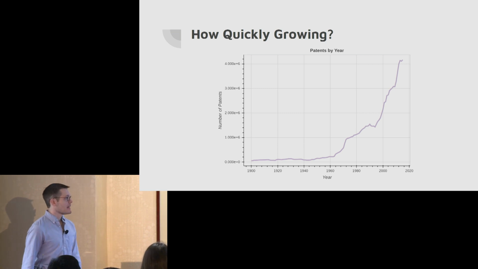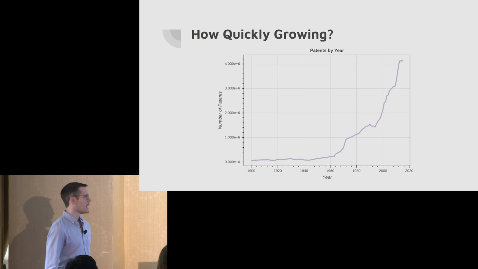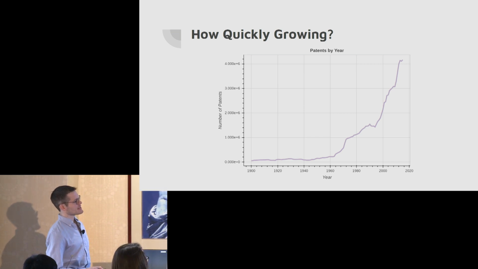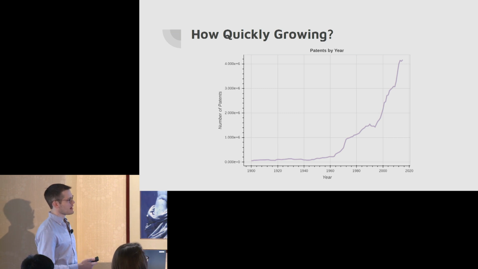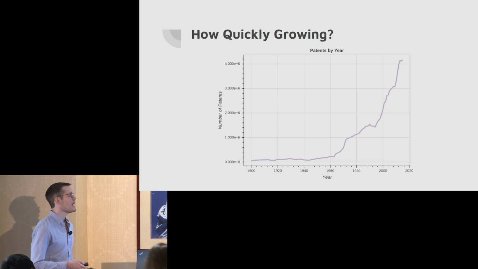Speaking of which, how quickly are patent issuances growing? Here we have the number of patents by year. And you can see there's a curious little plateau that's happening. There's about 4 million per year being issued right now.